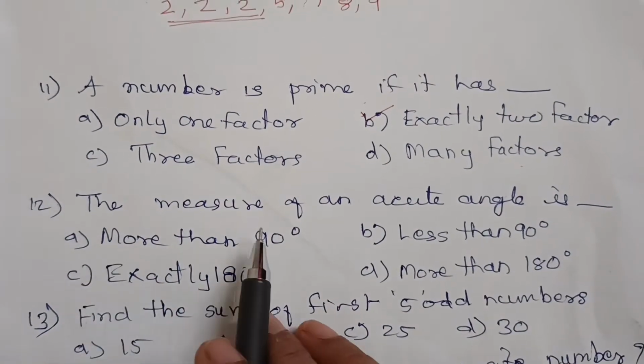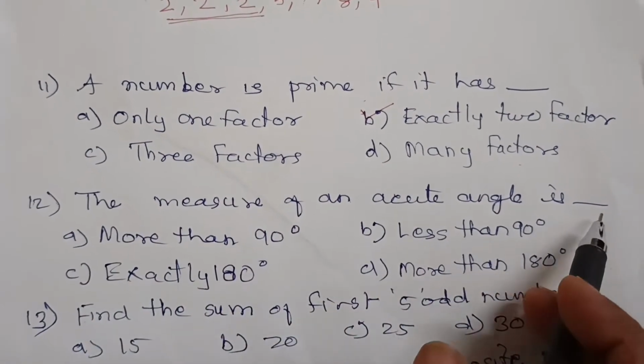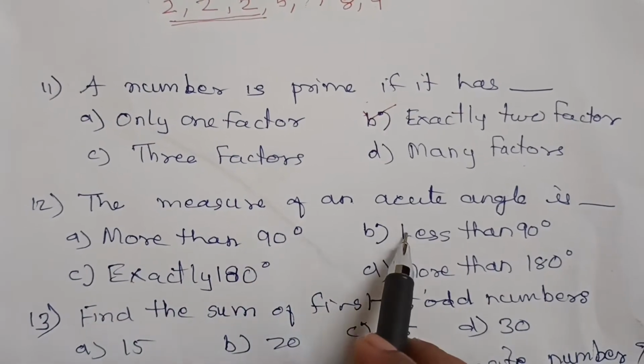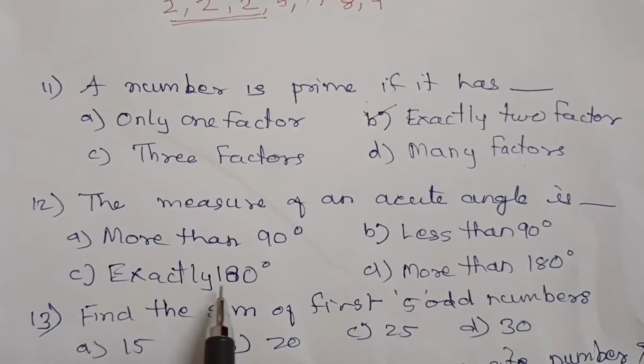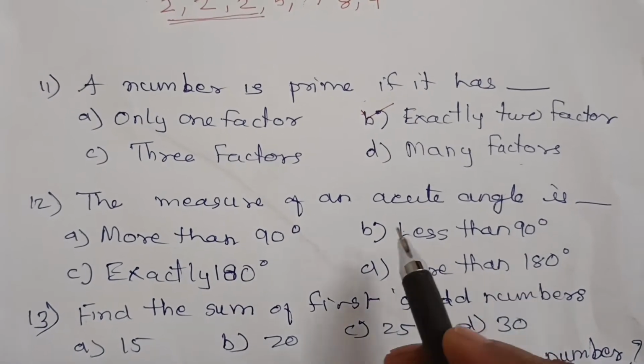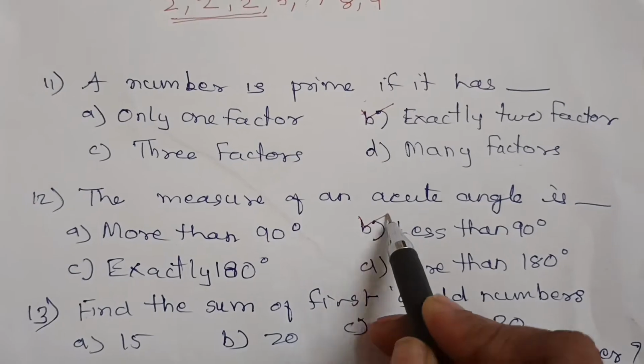Question number 12. The measure of an acute angle is dash. Options are A more than 90, B less than 90, C exactly 180, D more than 180. And the correct option is less than 90 degree.